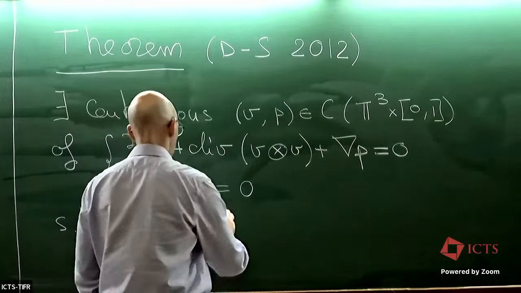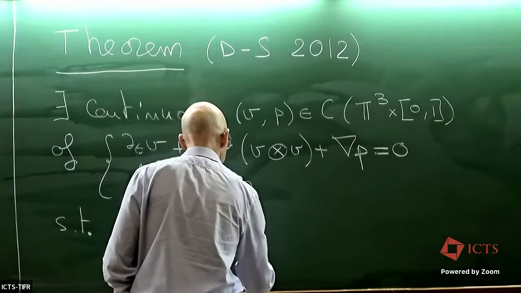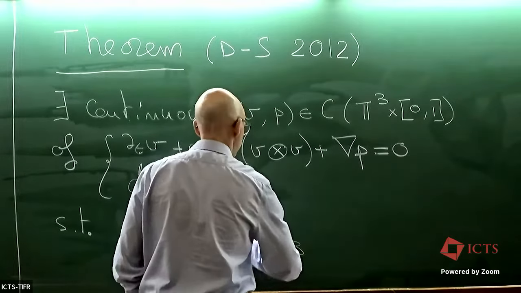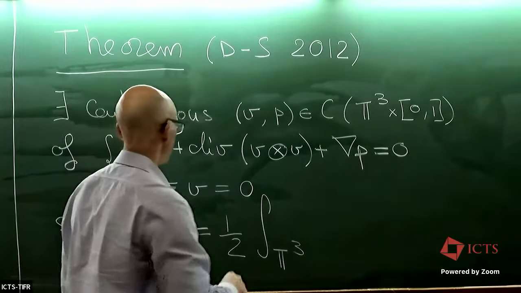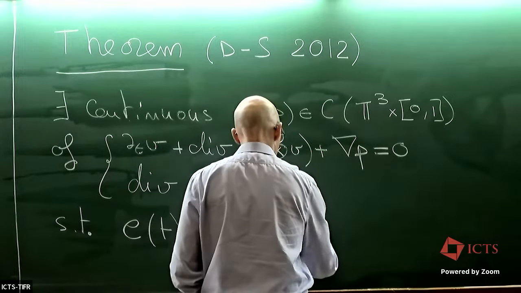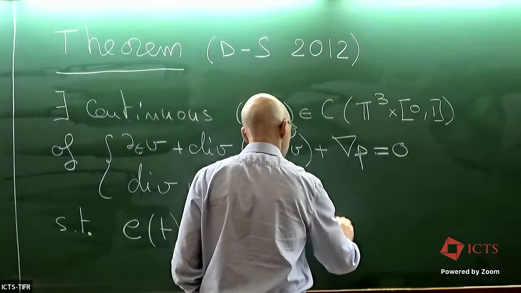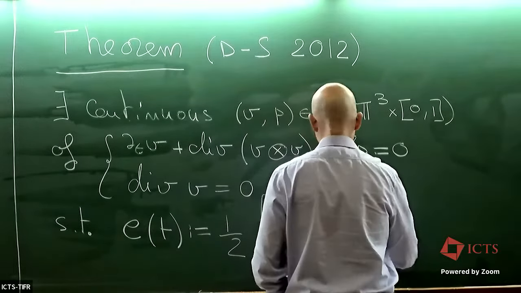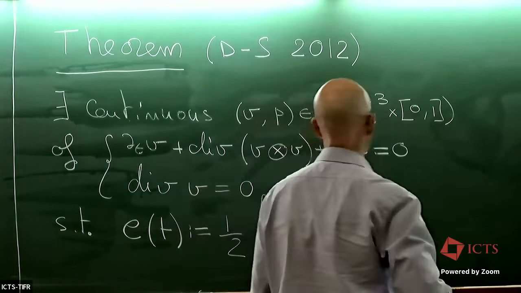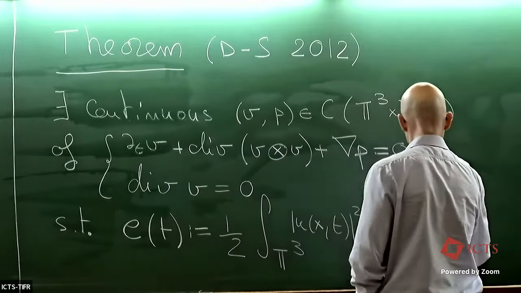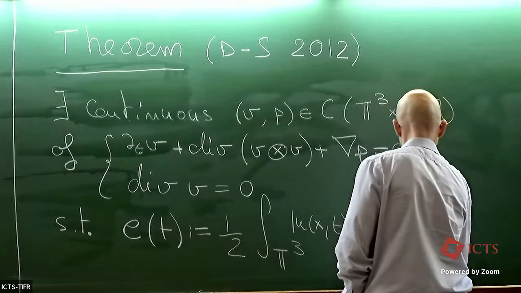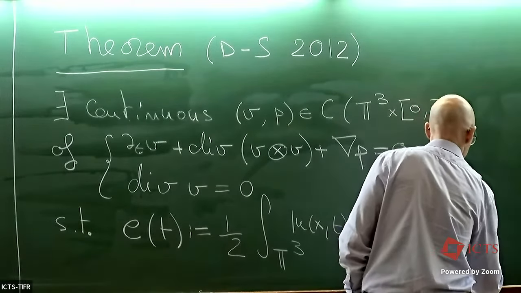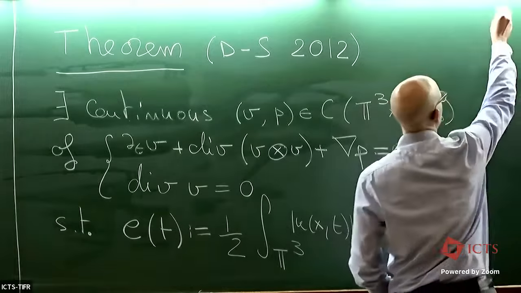Okay, so I will call the total kinetic energy E of t. And this is just the integral, so 1/2 of the integral over the periodic torus of the modulus square of the velocity. So this one is not constant. Okay, that is what we will try to do.